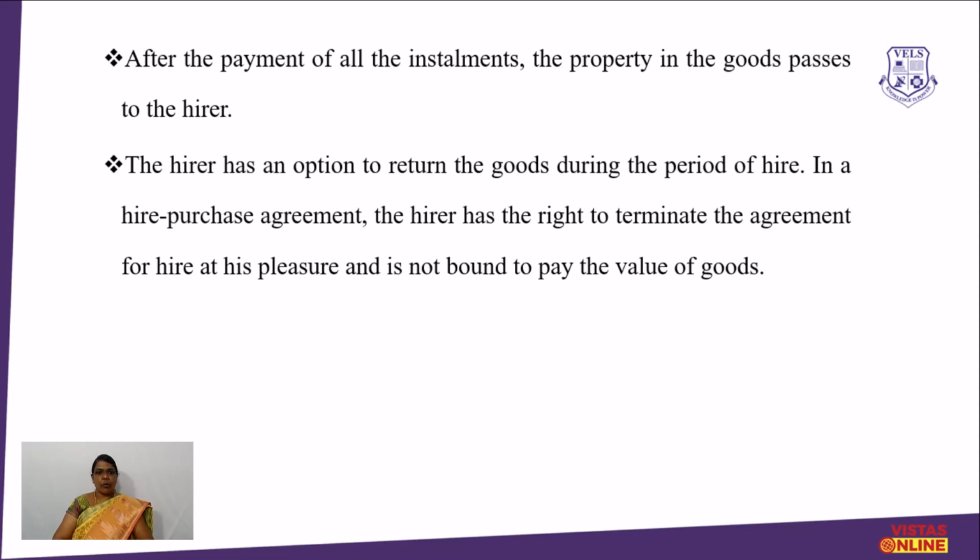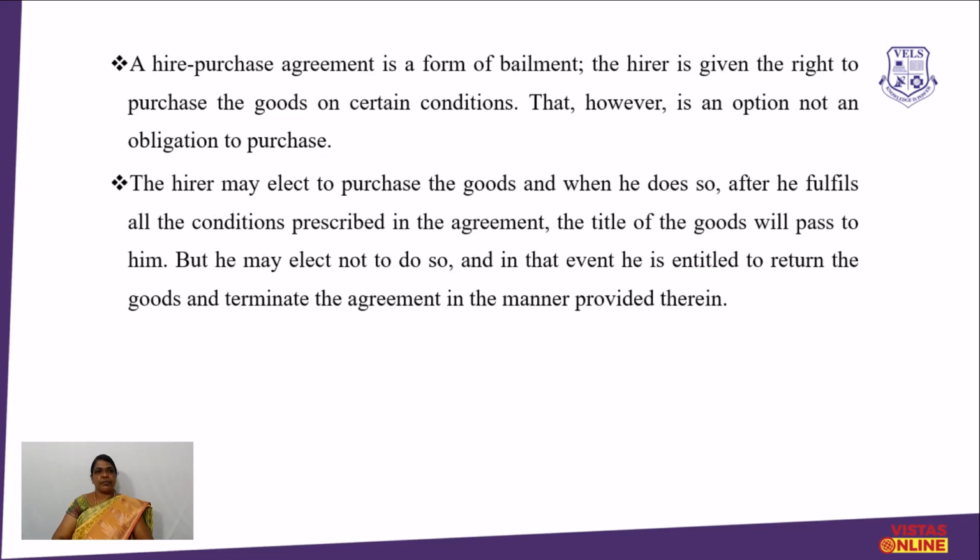The hirer has an option to return the goods during the period of hire. In a hire purchase agreement, the hirer has the right to terminate the agreement for hire at his pleasure and is not bound to pay the value of goods. A hire purchase agreement is a form of bailment. The hirer is given the right to purchase the goods on certain conditions. However, it is an option, not an obligation, to purchase. The hirer may elect to purchase the goods, and when he does so, after he fulfills all the conditions mentioned in the agreement, the title of the goods will pass to the person.